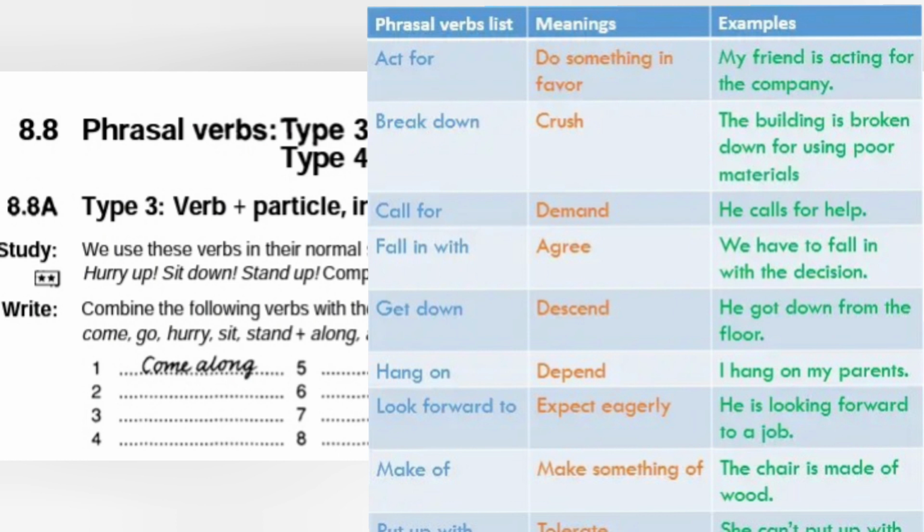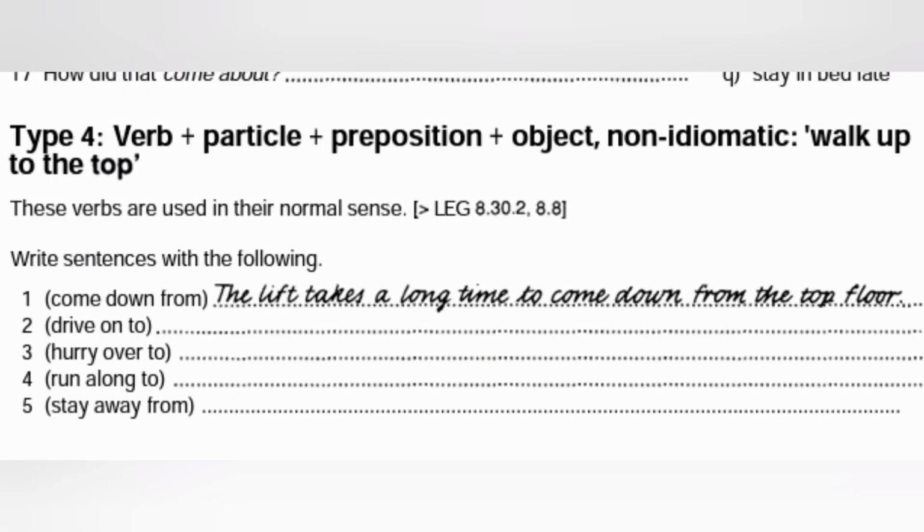Type 4, verb plus particle, preposition plus object, non-idiomatic. Example, walk up to the top. These verbs are used in their normal sense. You have an activity: write sentences with the following. Come down from. Example, the lift takes a long time to come down from the top floor. You have drive on to, hurry over to, run along to, stay away from.